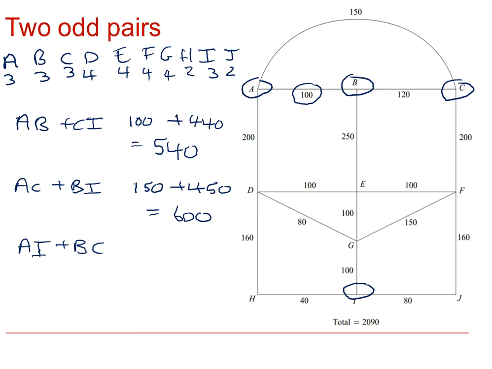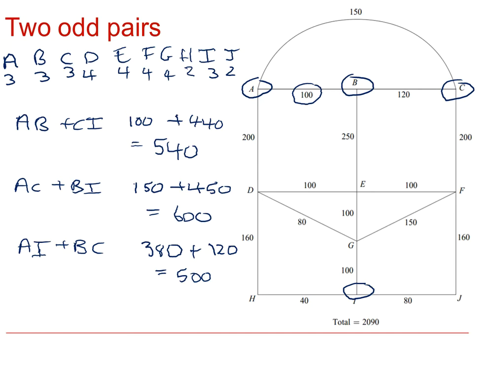Thinking about AI, we again need to look at different options. We could go via D and H, so 200, 160 and 40. Or I could go A, D and then to G and I. This looks like the shortest route at 380. And then BC, you can see the direct route is 120, giving 500.